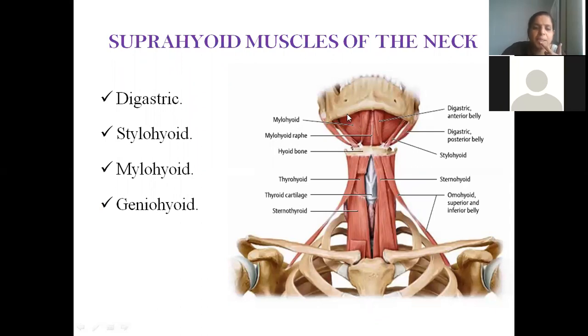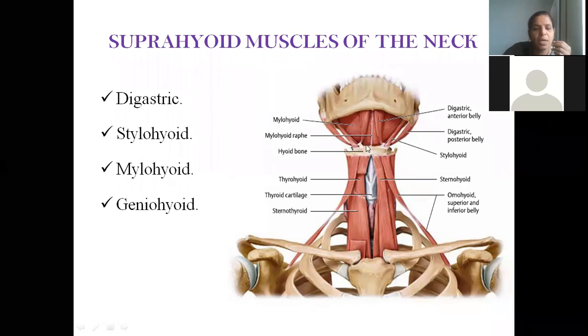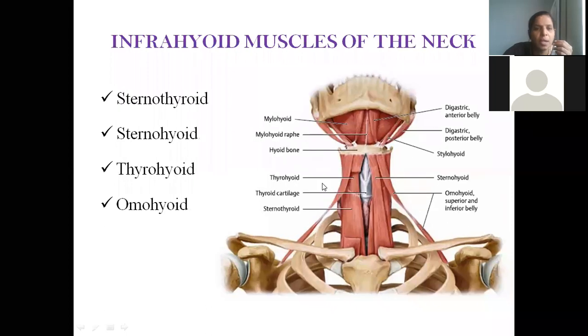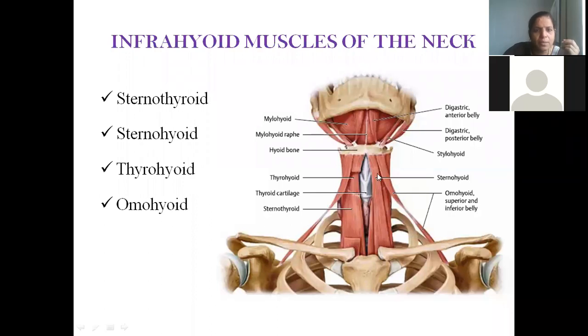In the tongue, we had genioglossus. Similarly, in the mandible, on the posterior aspect at the symphysis menti, we have four genial tubercles, two above and two below. The upper one gives origin to genioglossus, and the lower one gives origin to geniohyoid. That means from the genial tubercles of the mandible to the hyoid bone, we have geniohyoid. Infrahyoid muscles we have just named: sternothyroid, sternohyoid, thyrohyoid, and omohyoid.